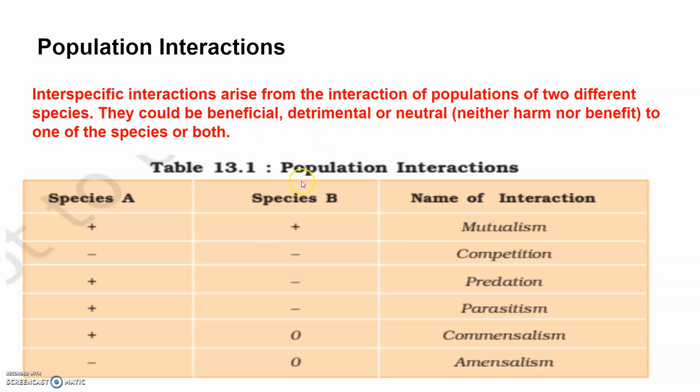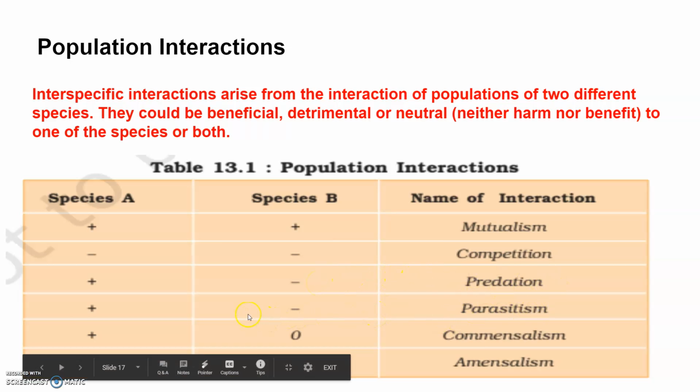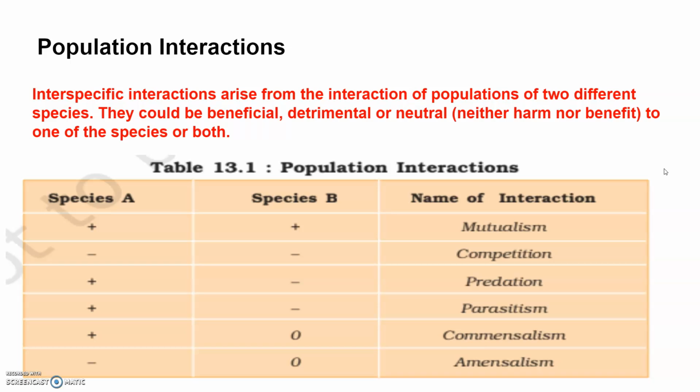So here you can have a look at this table. If species A and species B both are benefited, then it is called mutualism. Here, if neither species is benefited, that is competition. And here species A is benefited and species B is not benefited, predation. In parasitism, one species is benefited; in commensalism, one species is benefited; and in amensalism we find that one is harmed and the other is neither benefited nor harmed.